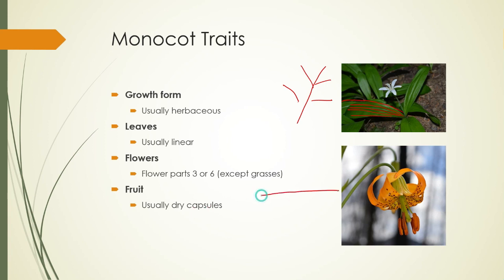Their flowers usually have parts of 3 or 6. Quite often, like on this lily over here, we can't really distinguish which is a petal and which is a sepal, so sometimes we call them tepals. But usually 3 or more commonly 6, except for grasses that have really bizarre flowers, which we'll only briefly touch on. And then the fruit is almost always a dry capsule. So there's a brief introduction to the monocots.